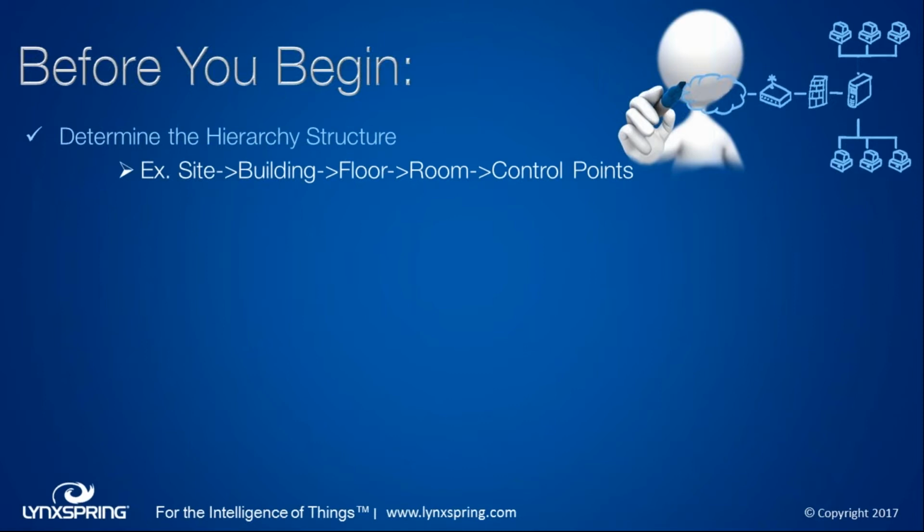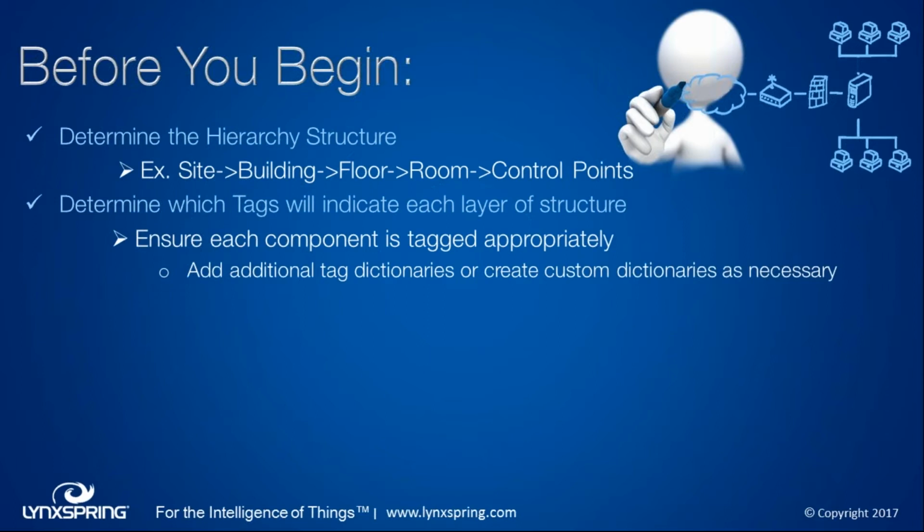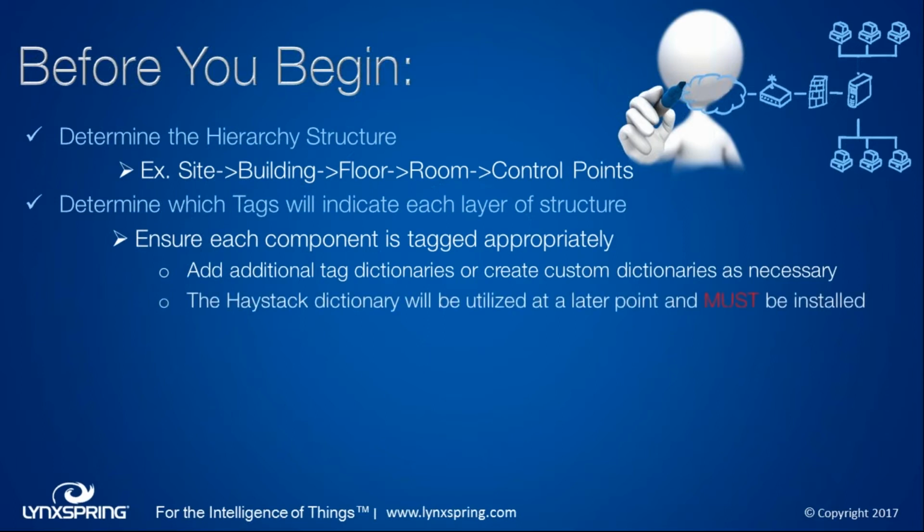So for our examples today, we've basically created a structure that is a set of buildings. So we have a site, we've got buildings, we've got floors, rooms, and then we have control points within those rooms. The next thing you'll need to do is determine which tags that you are going to use to indicate each layer of that structure. As you're aware, tagging is the important thing to make things work in N4. So each of those components, you're going to need a tag with whichever tag you plan to call, and you'll see that a little bit later.